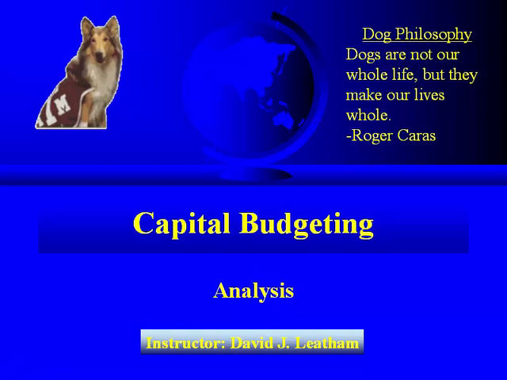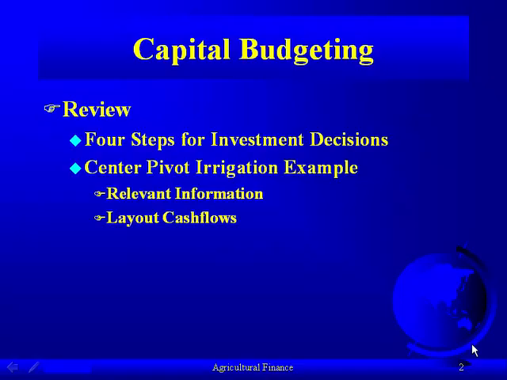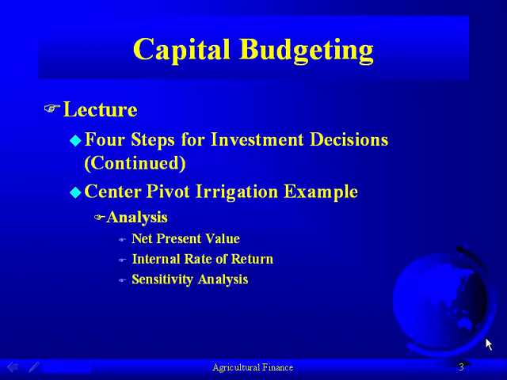Continuing our discussion about capital budgeting, we talked about the 4 steps for the investment decisions. We're looking at the center pivot irrigation. We needed to collect the relevant information and lay out the cash flows. And then today we're continuing the steps to the 4th step, which is the analysis. Today we're going to look at the profitability. We'll also look at the sensitivity of this investment.